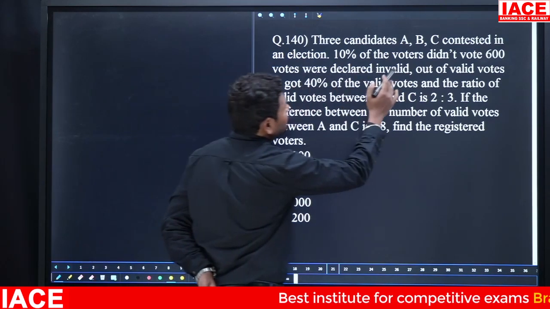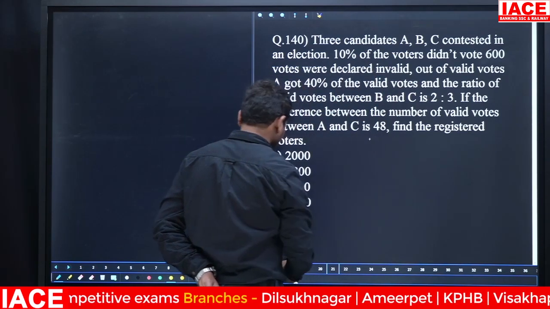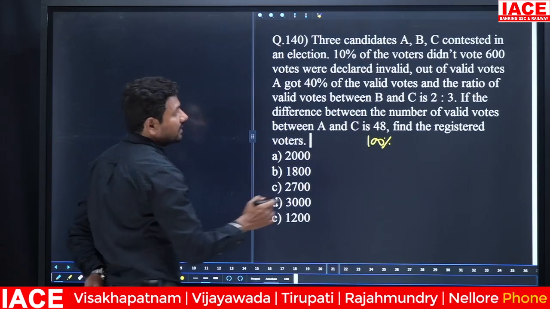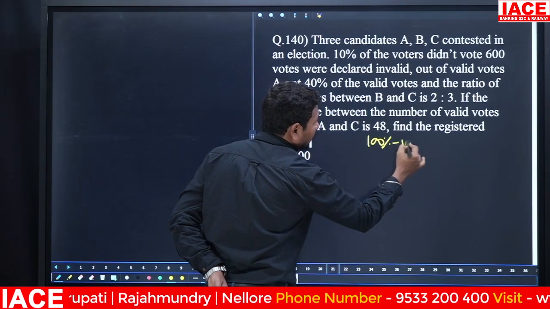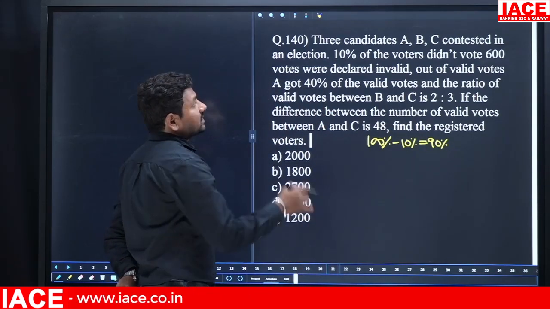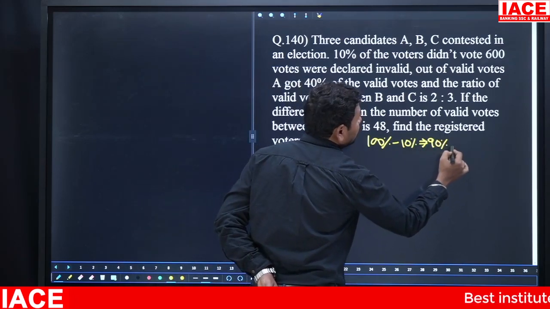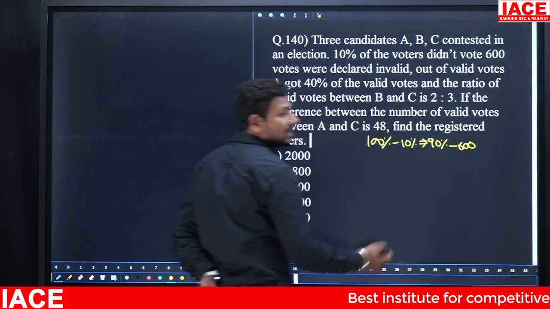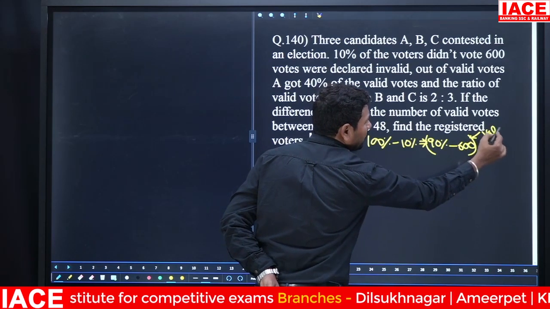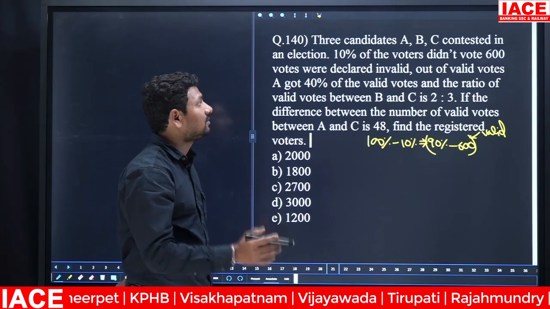Look, three candidates are there. In this, 10% of the voters did not vote. Assume the total is 100% votes. Out of 100% votes, 10% did not vote, so the remaining 90% voted. Out of that, 600 votes are declared invalid. So the valid votes are 90% minus 600. 100% minus 10% is 90%, and 90% minus 600 is equal to the valid votes.